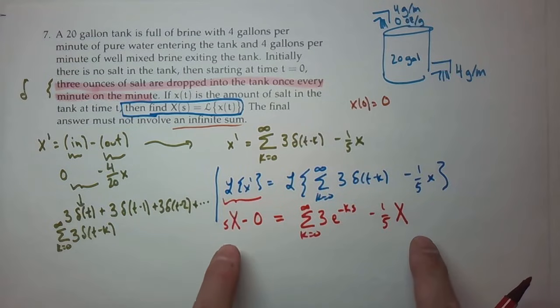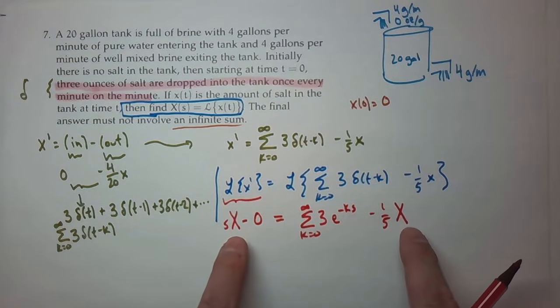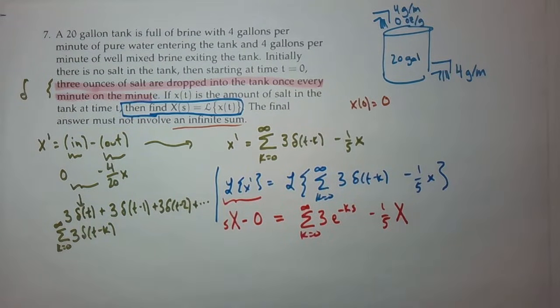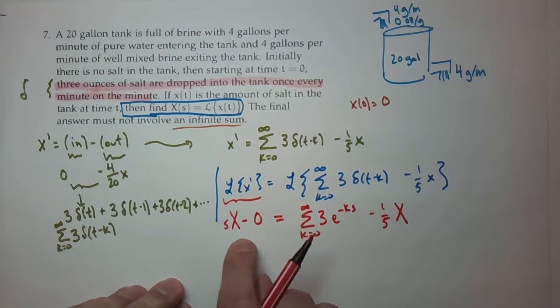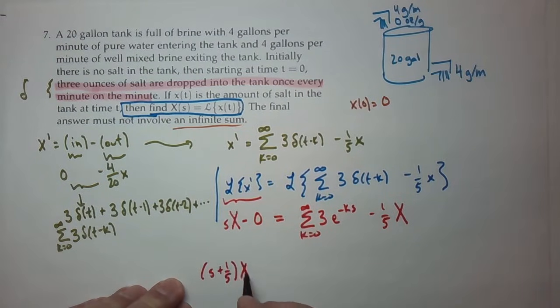Okay, and the moral is once we solve for big X, we're done. And there's not much left, right? Which is good because we don't have a lot of space. We can move the minus 1/5 X across. So we get s plus 1/5 big X is this sum. Let's go ahead and bring the 3 out.